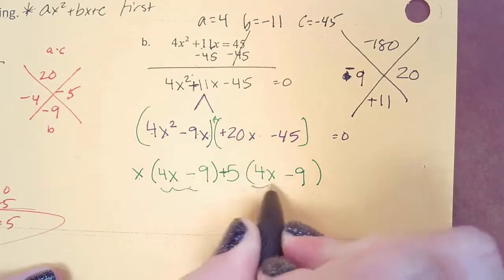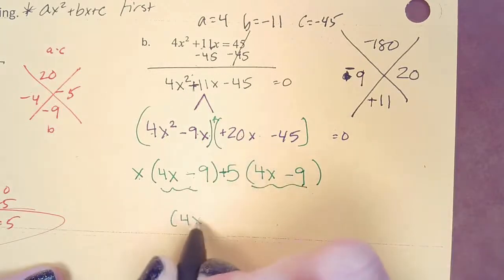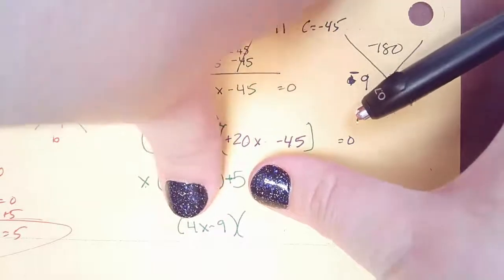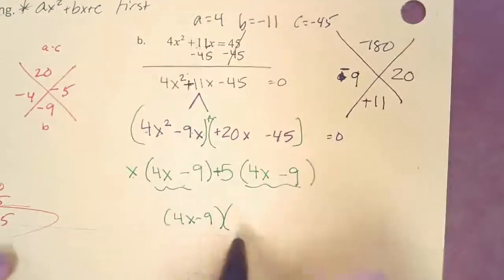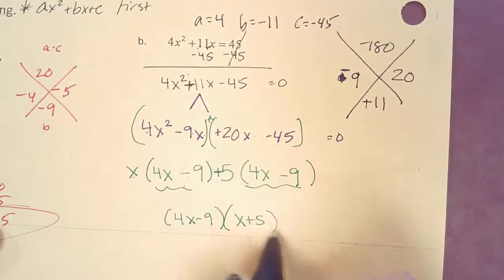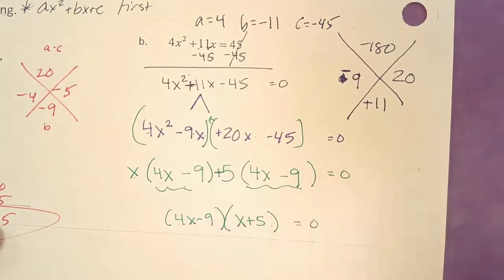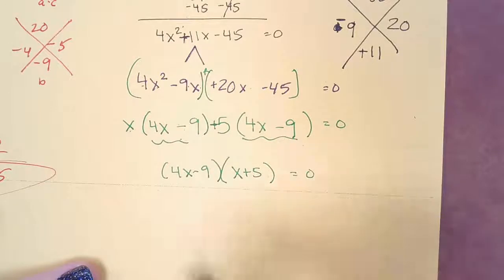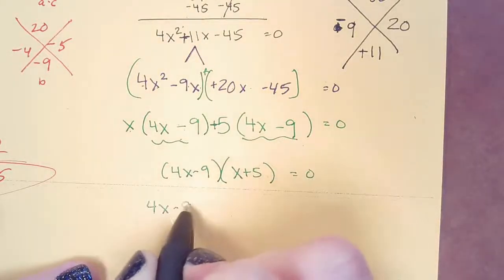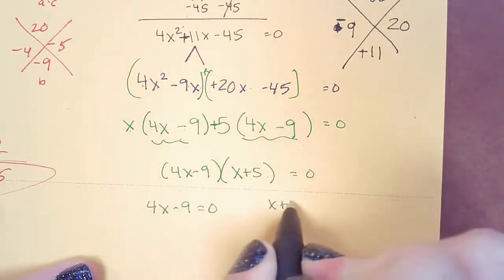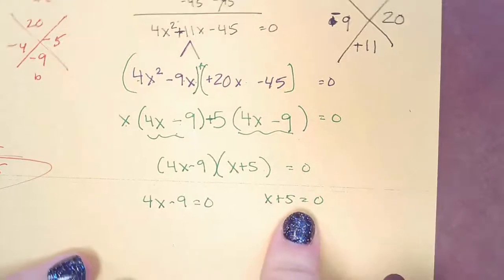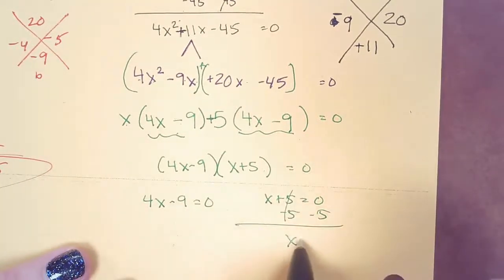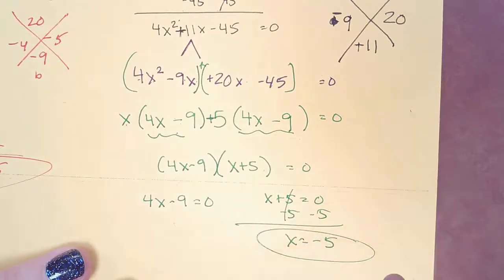Now that I have these matching, I'm good to start moving on. So I'm going to take out my matching piece, 4x minus 9. And when I take those out, I'm left with the x plus 5 equals 0. I have fully factored. Now I need to solve. So set each of these equal to 0. This one's fast. Let's do that one first. Subtract 5. Cancel. X equals negative 5. That's one of my answers.